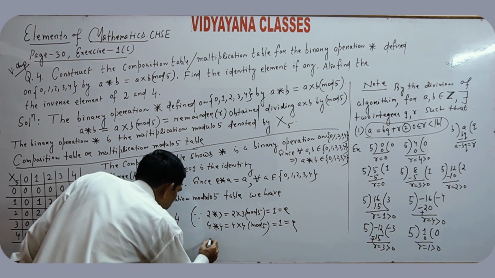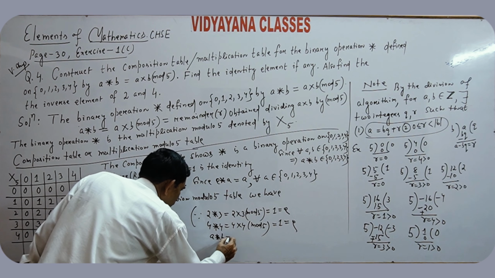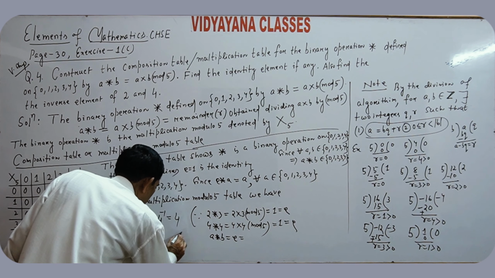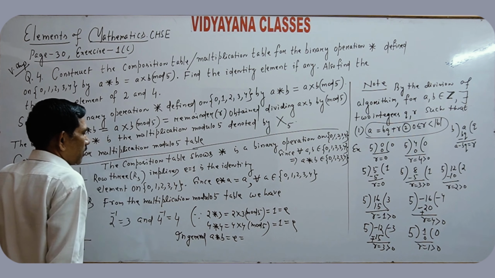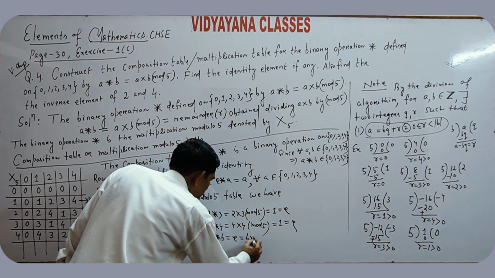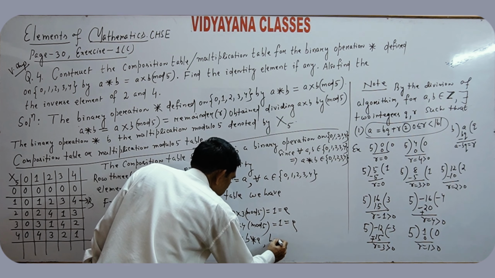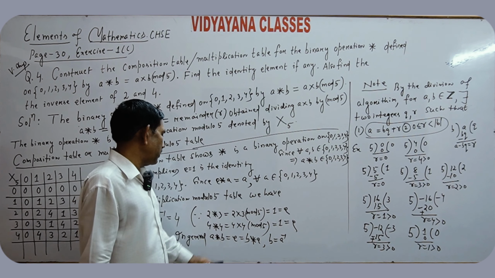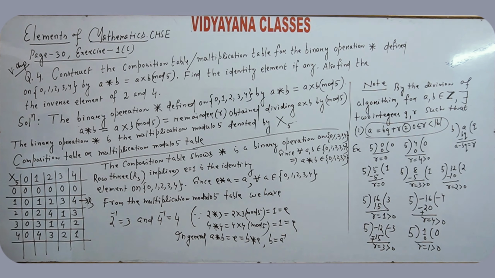In general, A star B is equal to E, which is equal to B star A. B is equal to A inverse. It is the definition: if A star B is equal to E, then B is equal to the inverse of A. Clear?